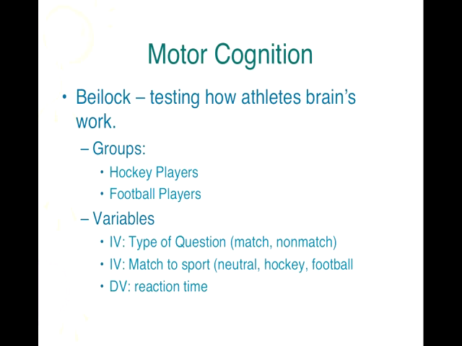For one independent variable, they had the type of question. This will make more sense in a minute. It either matched or didn't match. And then the question either matched their sport or not. So neutral sentence didn't match anybody's sport, hockey sentence or football sentence. And then she measured their reaction time. So here's what it looked like.